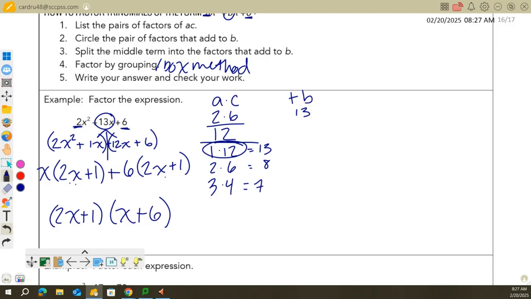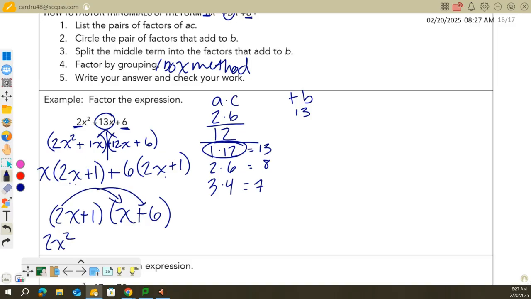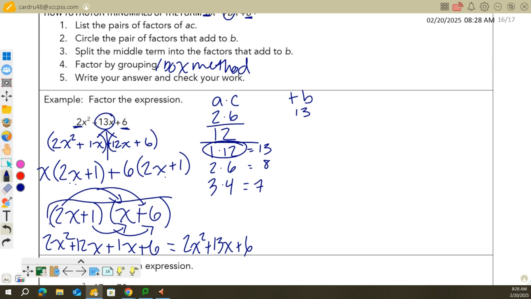To check, I can distribute this back out, and I should end up right back where I started. So I know that this is my answer, this trinomial factored out.